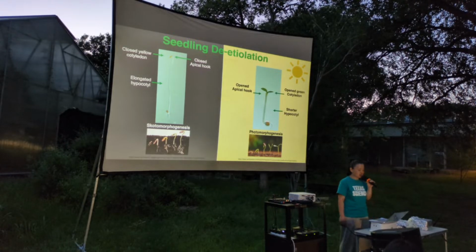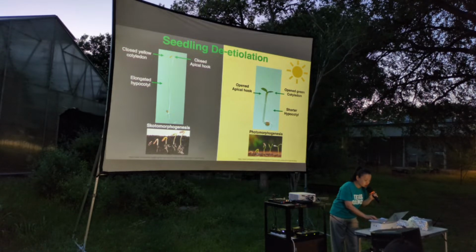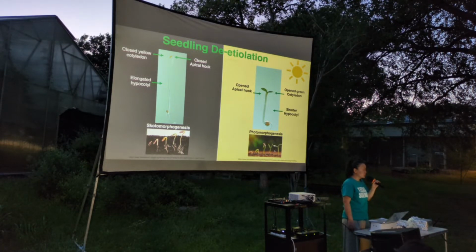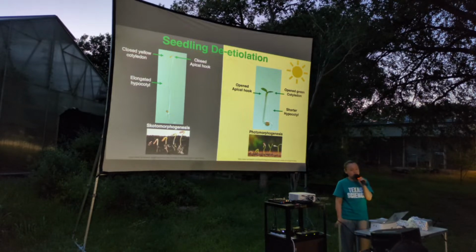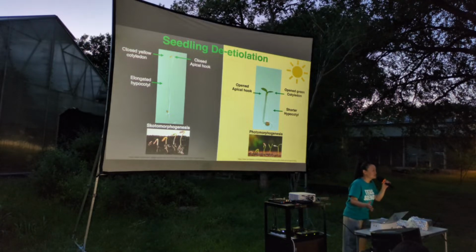So this process is called photomorphogenesis. You can see the seedlings grow out of the soil and they open the apical hook and open the cotyledons. So photomorphogenesis describes the process by which plants grow under the light. Okay? So today you learned 3 new words: skotomorphogenesis and photomorphogenesis. You don't have to remember those words, but one day if you talk with a plant scientist, you will scare them.